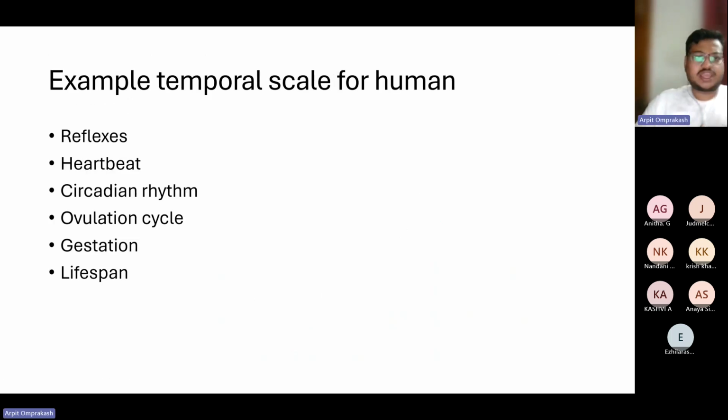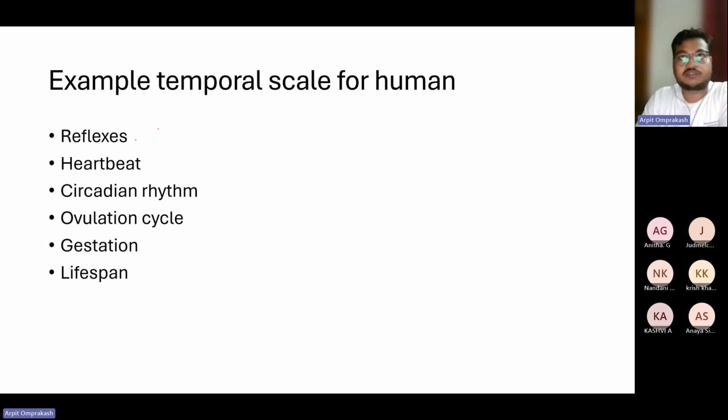So we can also have an idea of this temporal scale for a given organism. For example, if we take a human, we say that we have reflexes. If you touch something very hot or cold, you immediately retract your hand, right? Or when someone hits you in a specific place, for example in the knees, where you specifically hit it slowly, your leg starts to move. These reflexes generally happen at the scale of, let's say, milliseconds or even microseconds at times, right?